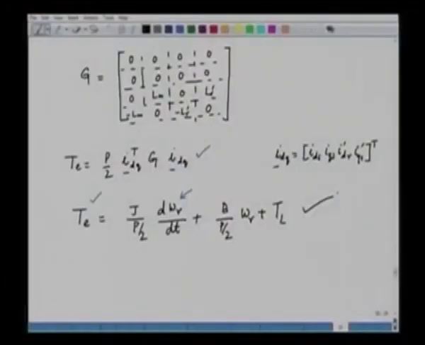So in this lecture, we have seen how to simulate an induction machine in DQ model. We have also derived the expression for the torque, this expression. And in the next lecture, we will see how an induction machine can be simulated in another reference frame, which is not stationary, which will be rotating in space at any arbitrary speed omega.